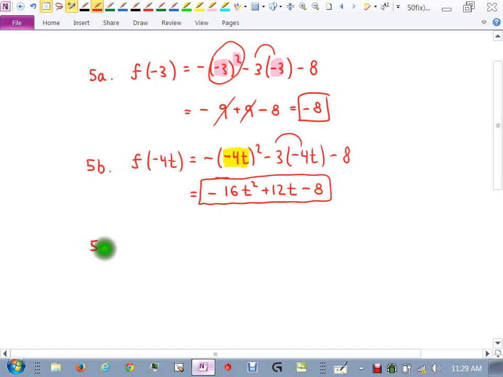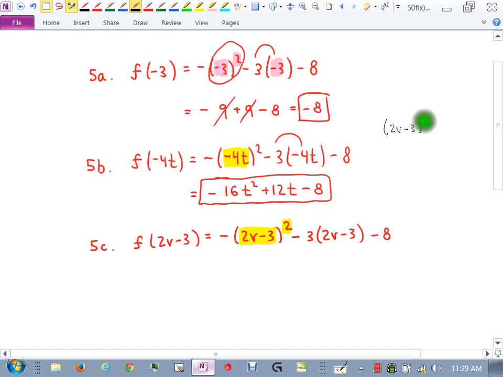Okay, 5c. I want f of 2v minus 3. Again, we have the negative out front. I'm going to replace the x with 2v minus 3. I'm going to square that. Then minus 3 times 2v minus 3, and then minus 8. A couple of things we need to do here. We need to square this, right? Square that. So I'm going to do that up here on the side.